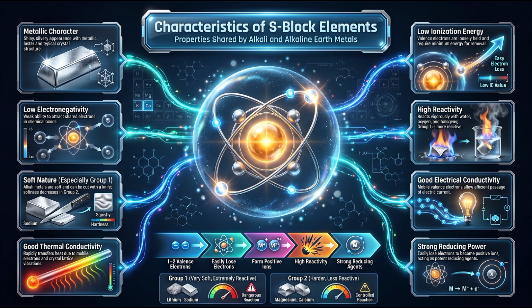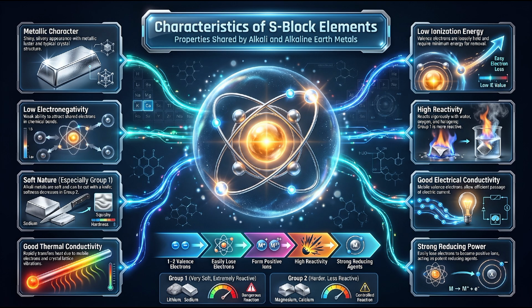Group 2 elements are generally harder than Group 1 because each atom contributes two valence electrons to metallic bonding, creating a stronger attraction between the atoms. Another important characteristic of s-block elements is their good electrical conductivity. Metals conduct electricity because they contain free-moving or delocalized electrons that can move easily throughout the metallic crystal structure. In s-block metals, the valence electrons are loosely held and can move freely when an electric field is applied. These moving electrons carry electric charge through the metal, making s-block elements excellent conductors of electricity.